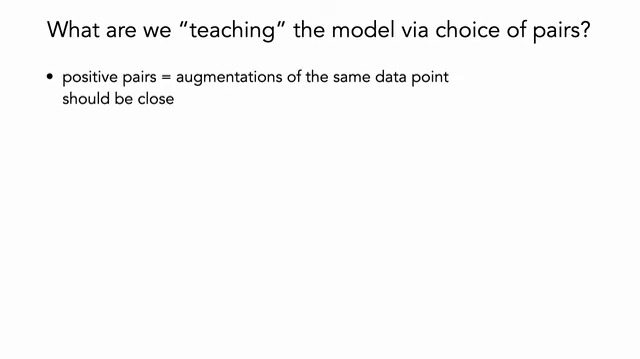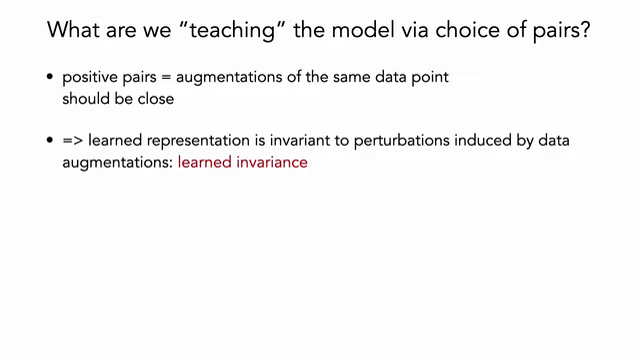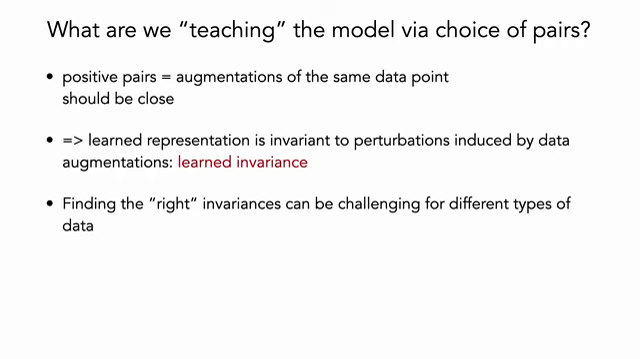So augmentations of the same data point should be close, right? And then we want a learned representation that's invariant to perturbations induced by data augmentations, right? So we're trying to learn invariance to the set of augmentations we explicitly put in. And it turns out that finding the right invariances can be really hard, right? We talked about the molecule thing. We talked about the right and left shoe thing.